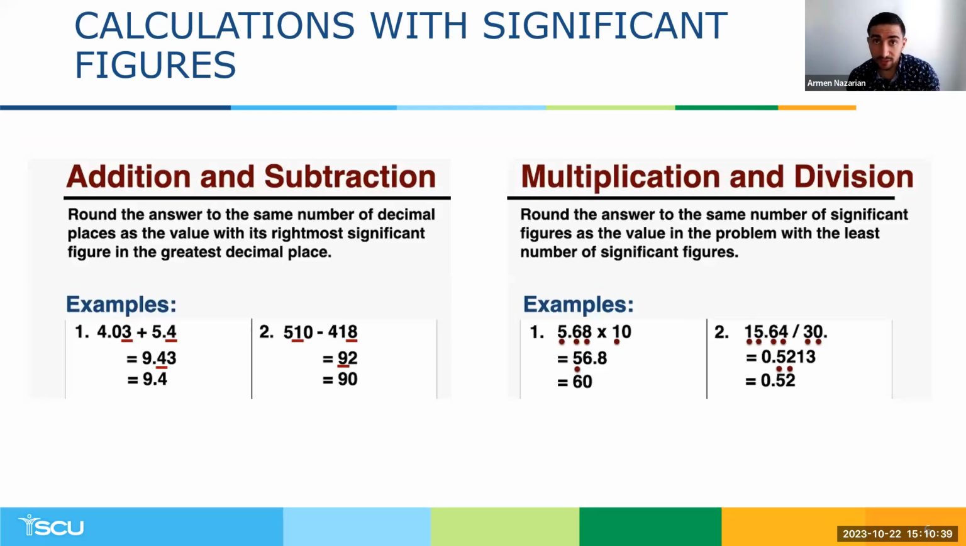In multiplication and division, the story is different. In multiplication and division, the final response should have as many significant figures as your least accurate component. In example number 1, 5.68 times 10. 5.68 has 3 sig figs, but 10 has only one. So your final response should only have one significant figure. So the raw response is 56.8. You'll have to round it up to 60 in order to house only one significant figure.